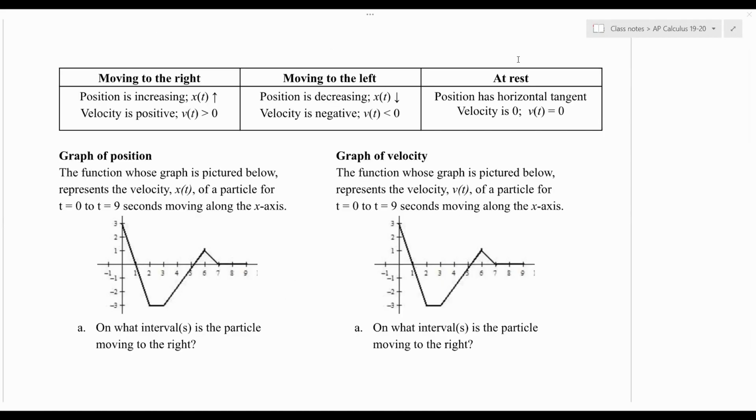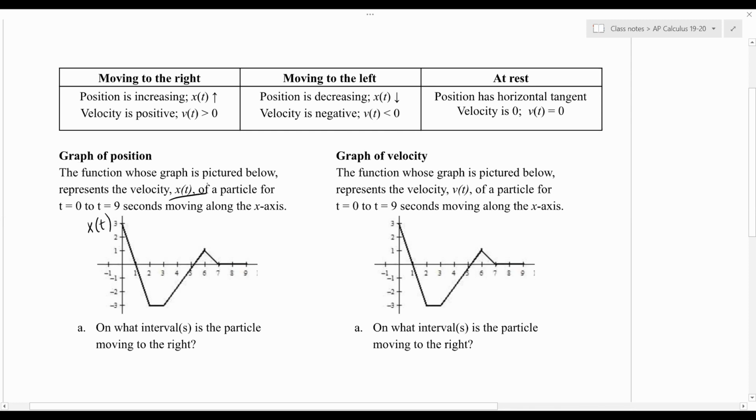So let's do an example with a graph. Now we have to be careful with graphs because they sometimes give us different things. If they give us the graph of a position, we're going to have to make statements using position. If they give us the graph of velocity, we have to make statements using the velocity reasons. So this graph, they tell us, is the position.